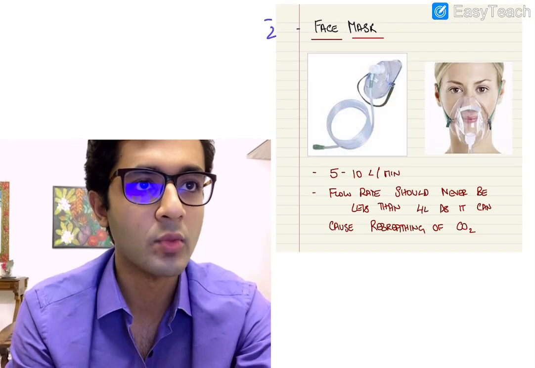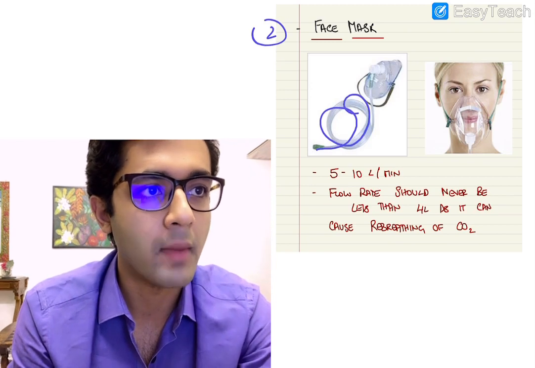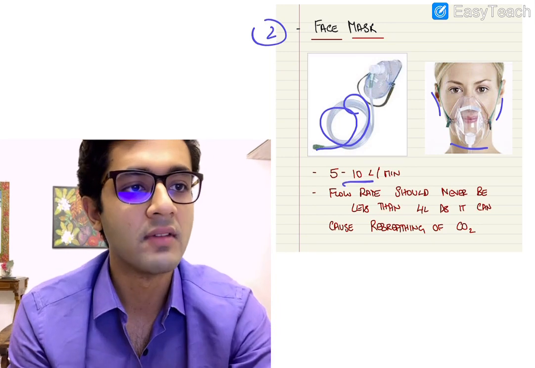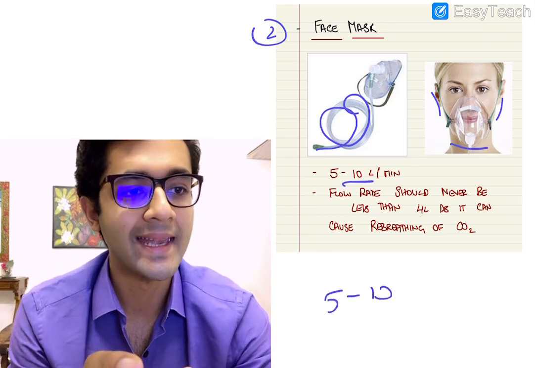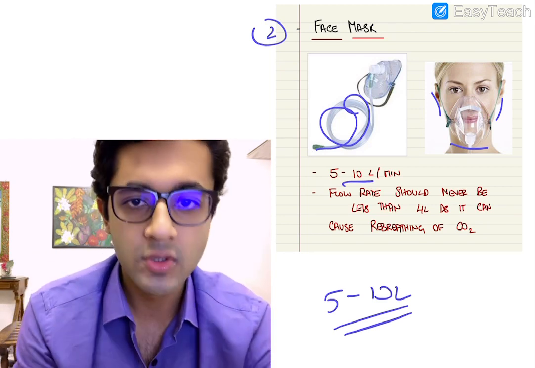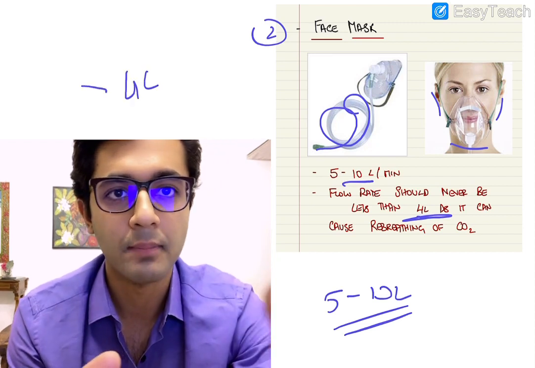Coming to the second one, which is the face mask. Again, there's a tubing attached to a mask which goes around the face. A face mask can be used to deliver anywhere between 5 to 10 liters of oxygen, and it's really important to remember that when you're using a face mask, you should never give a flow rate less than 4 liters per minute. Please ensure this.